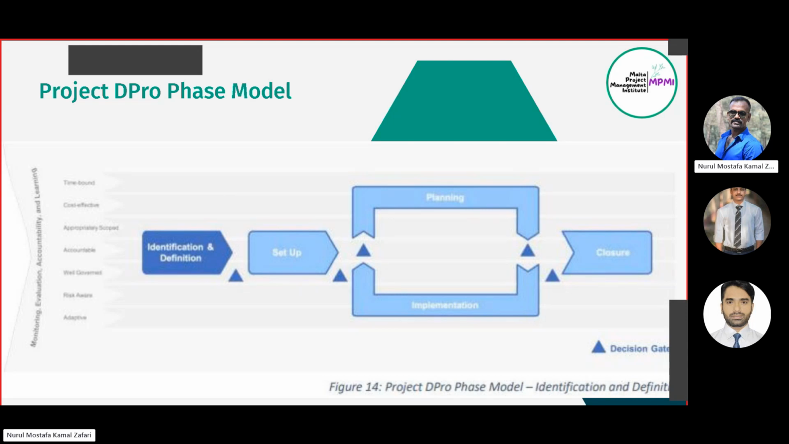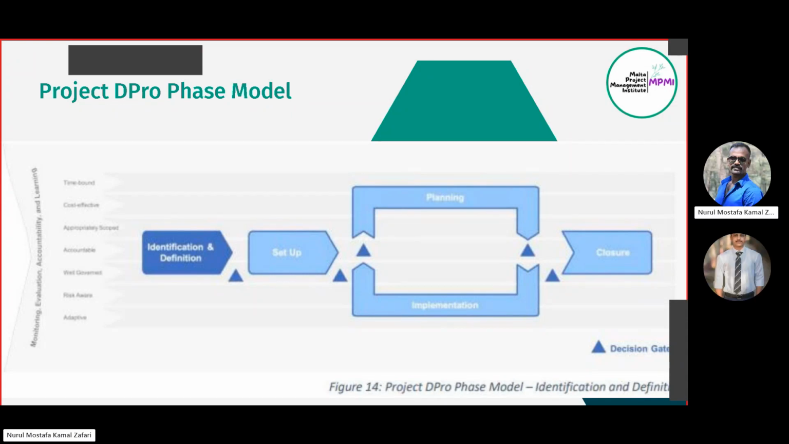Now you set up the project. You write the project proposal, you create the project budget. Now you submit the project budget to the higher authority or the donor. They give you a green signal, meaning the decision gate has been opened for you to go to further stages, meaning the planning phase. Then the implementation. Why have the planning phase and the implementation phase been kept in a circular way?